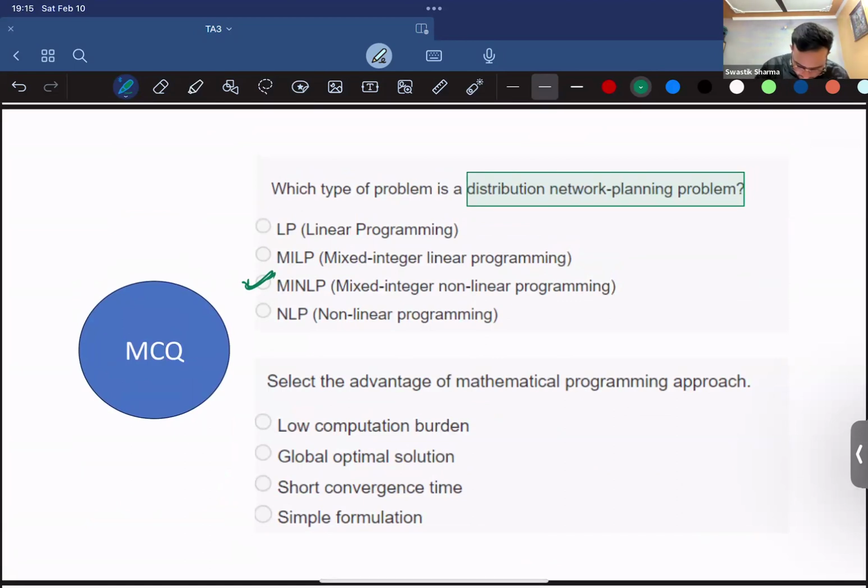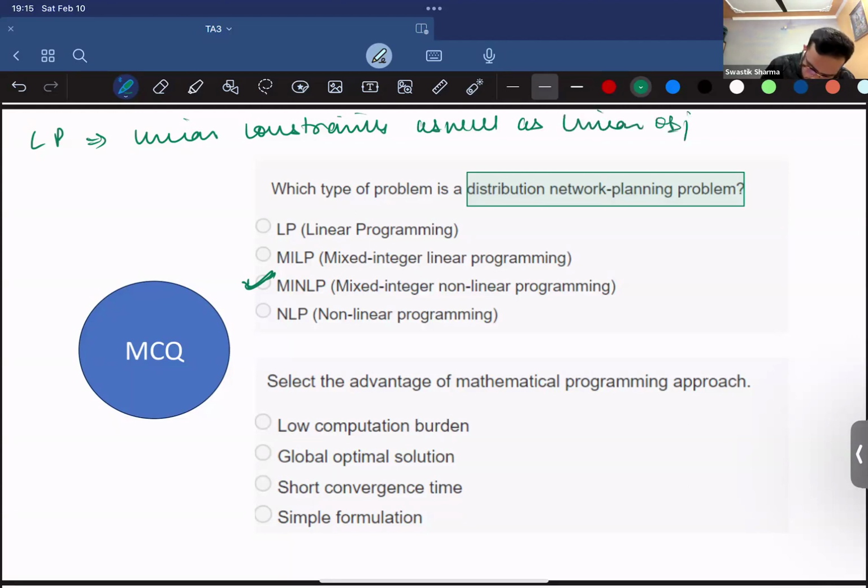Let me tell you why again. So a linear programming has linear constraints as well as linear objective function. But a non-linear programming, even if there is one single constraint or if the objective function is non-linear and the rest of the constraints are linear, even if one function is non-linear, the whole problem becomes non-linear programming.